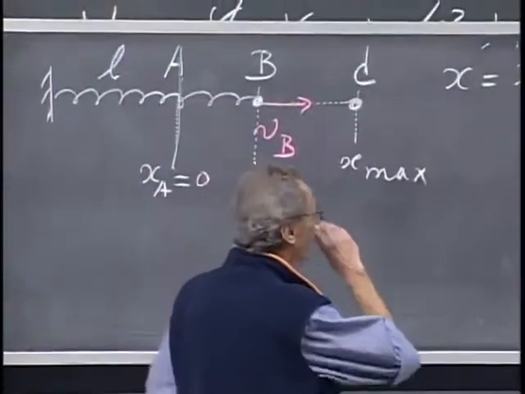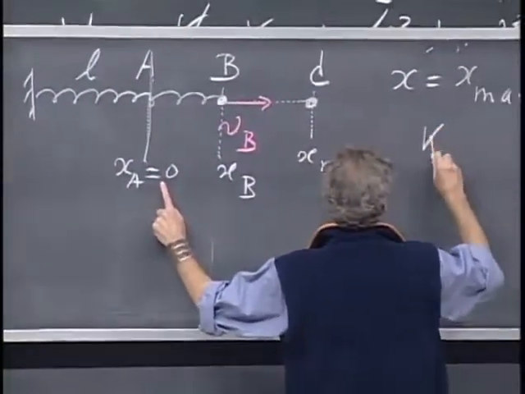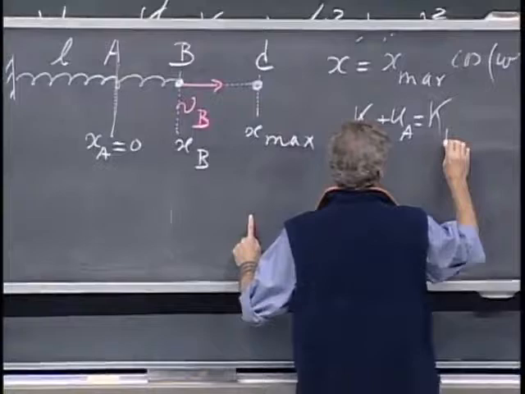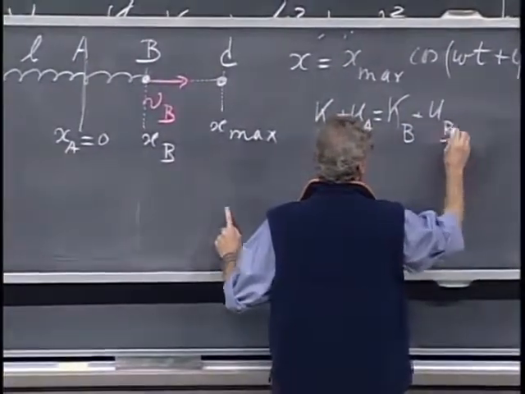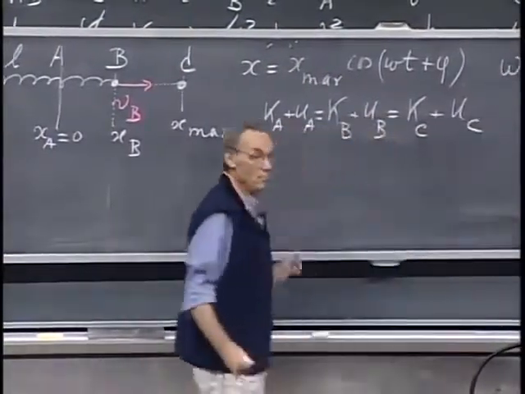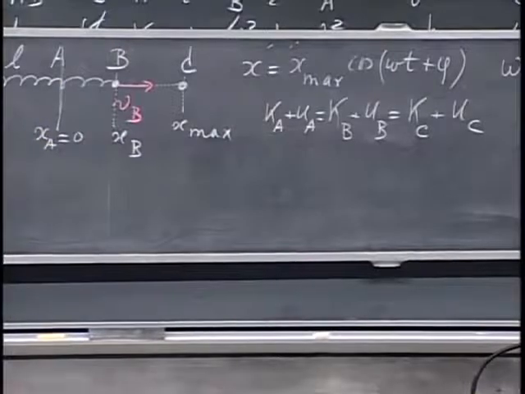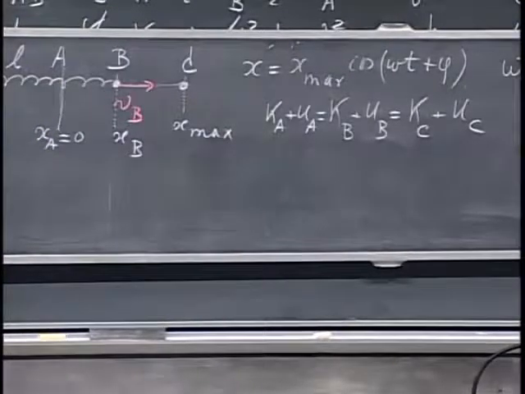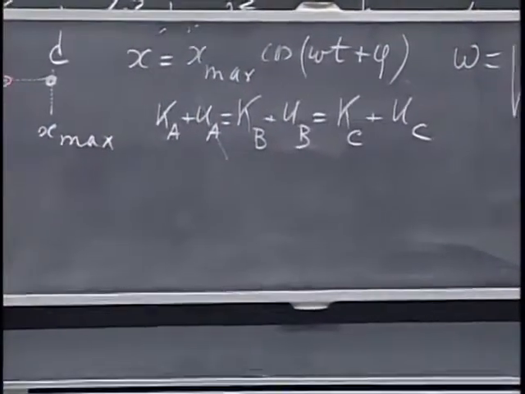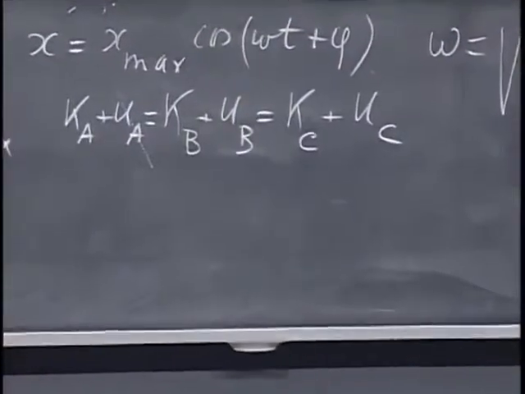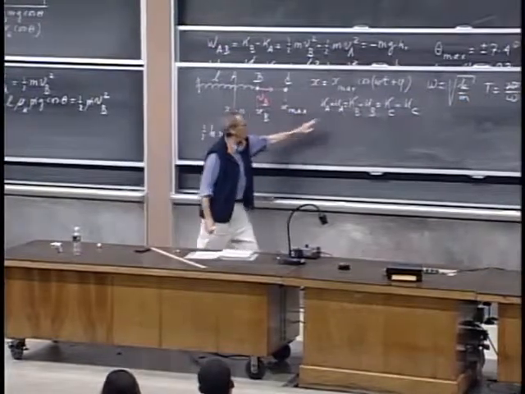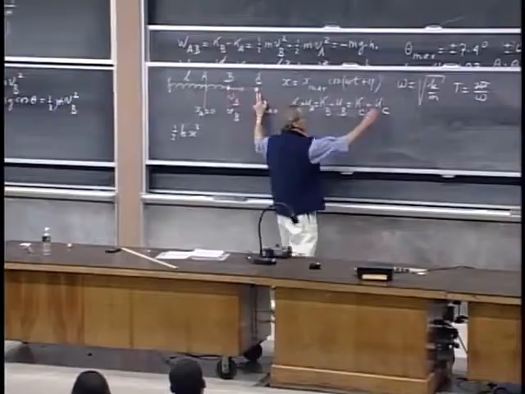The conservation of mechanical energy tells me that the kinetic energy at A plus the potential energy at A must be the kinetic energy at B plus the potential energy at B, and that must be equal the kinetic energy at C plus the potential energy at C. Right? There's no friction, there are no non-conservative forces, so this got to work. Well, the potential energy at A is 0, because remember, the potential energy of a spring is 1/2 kx squared, if x is the displacement from its relaxed position. So this is 0. When it comes to a halt here, this is 0.